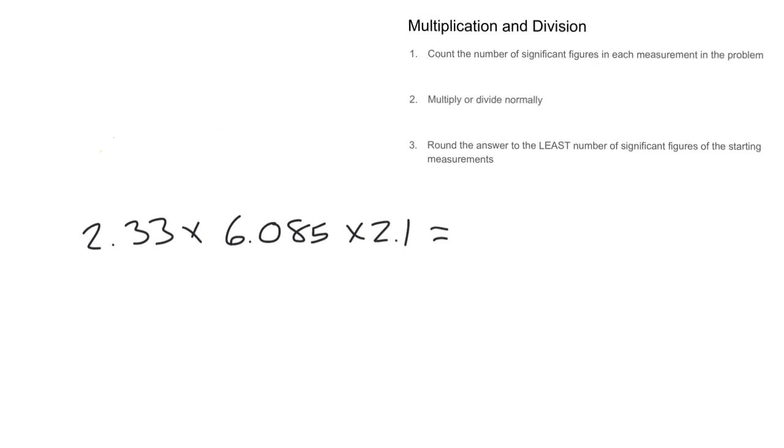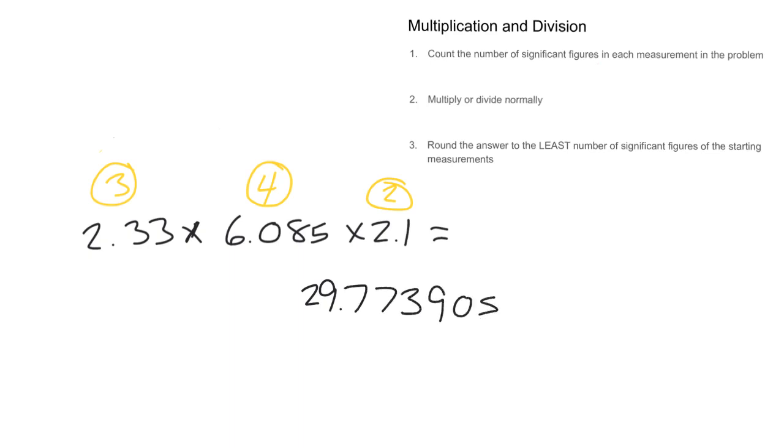Let's say we had this problem, 2.33 times 6.085 times 2.1. We are going to start off by fixing our multiplication symbol right here, hopefully. And then we're going to count the number of significant figures in each measurement in the problem. We have 3 right here. We have 4 here because this 0 is between significant digits, so it counts. And then we have 2 here. And so then we're going to multiply normally. So we end up with 29.773905 from what my calculator says.